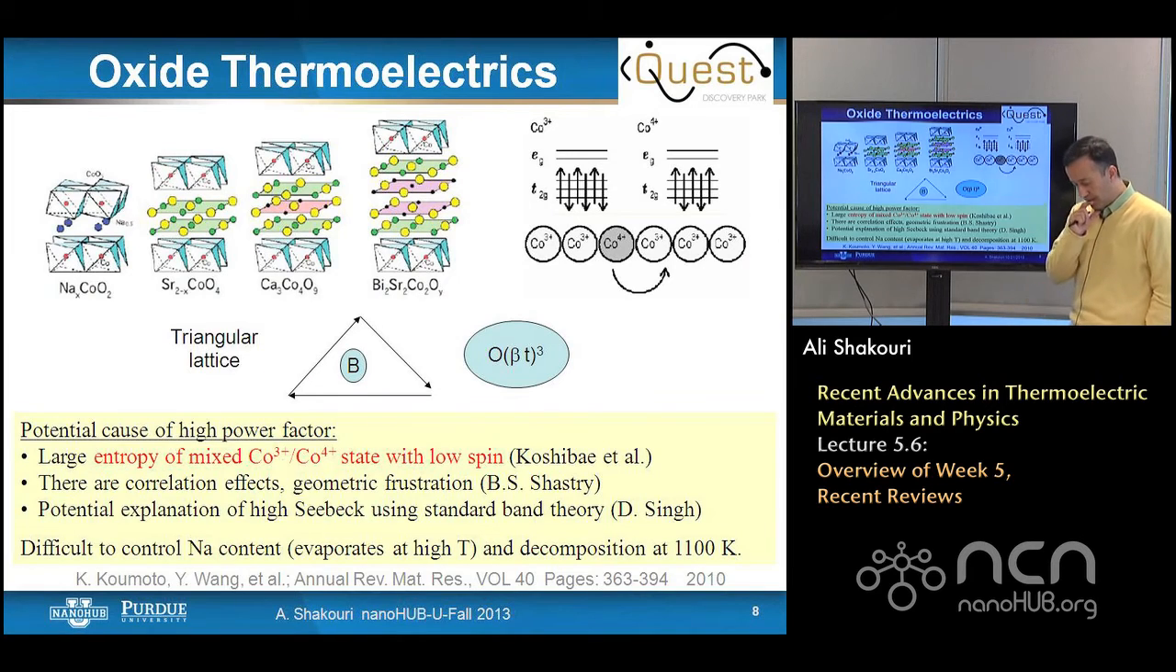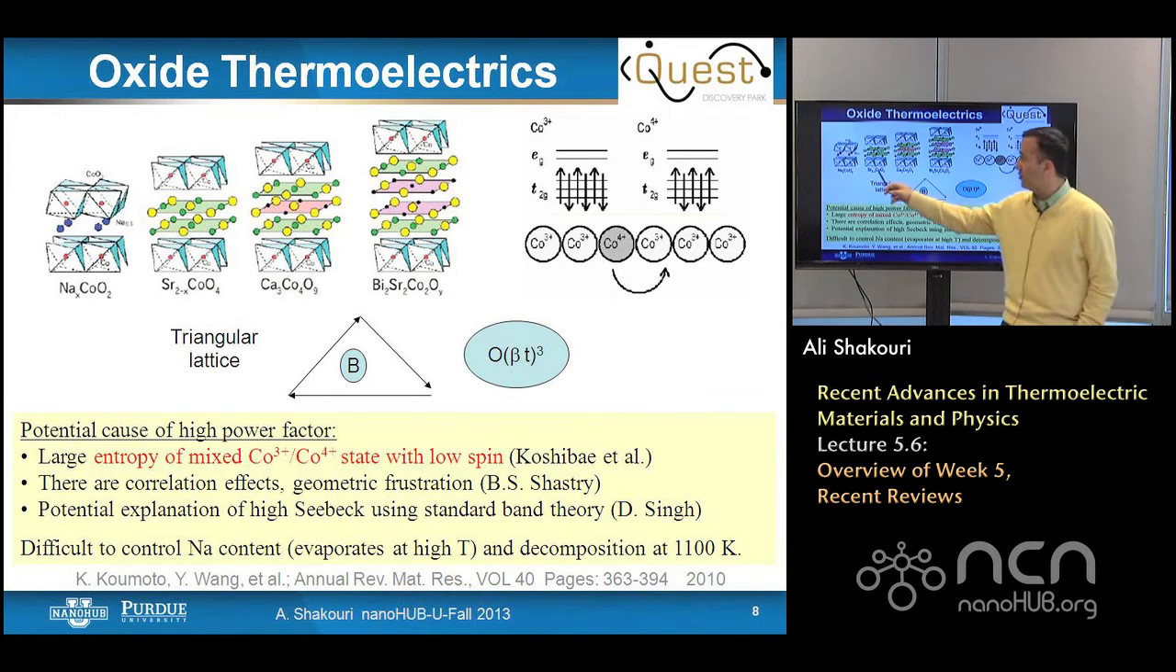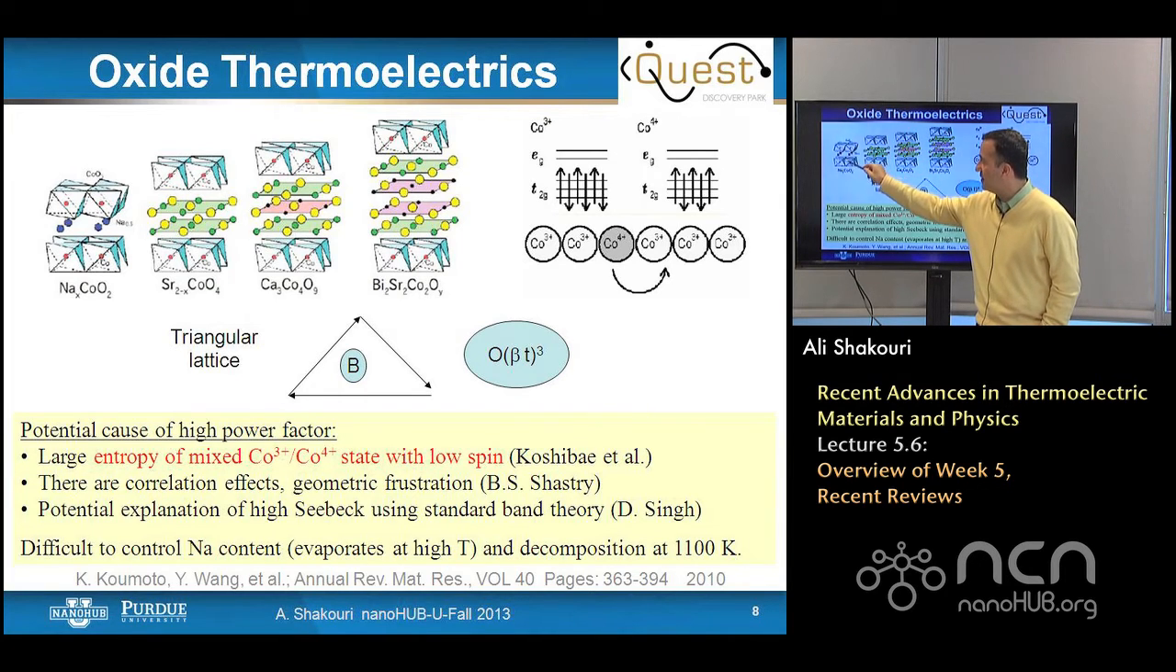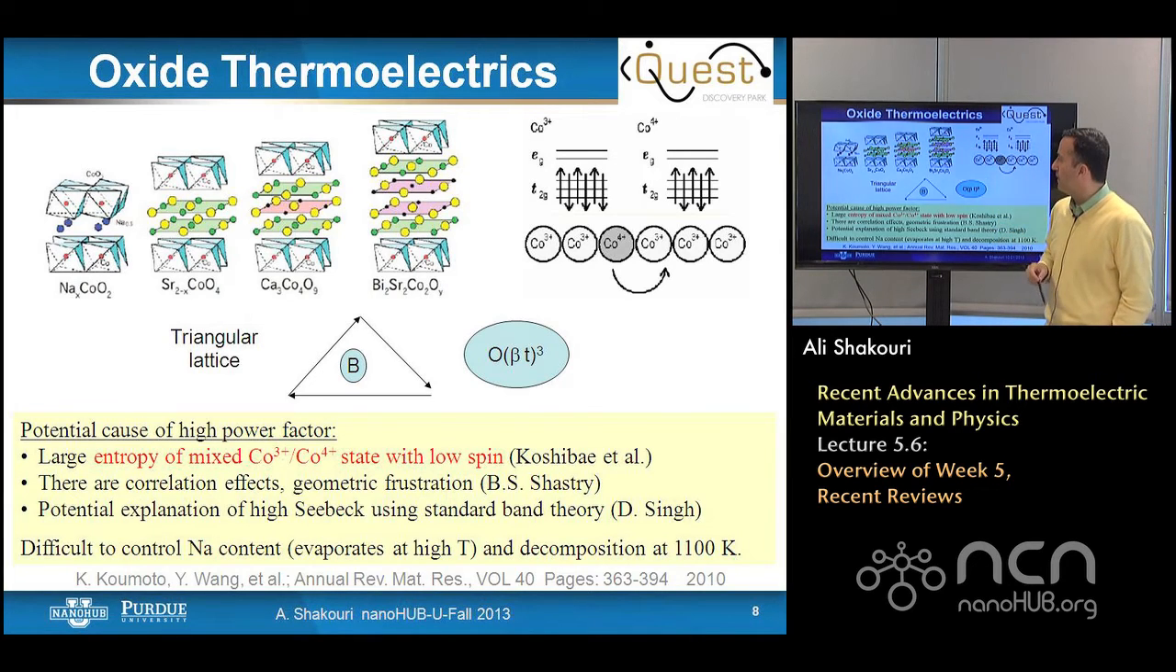Then we moved into some of the more exotic thermoelectric materials. These are, for example, oxide thermoelectrics, sodium cobalt oxide, and the other family, where conducting layers are separated by additional materials. These are considered as kind of natural superlattices.